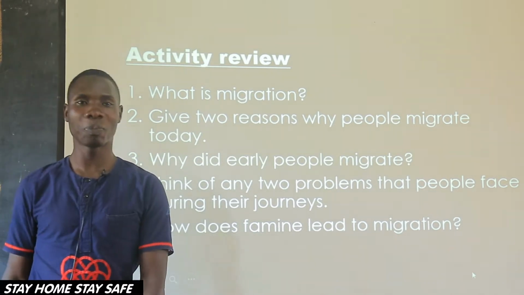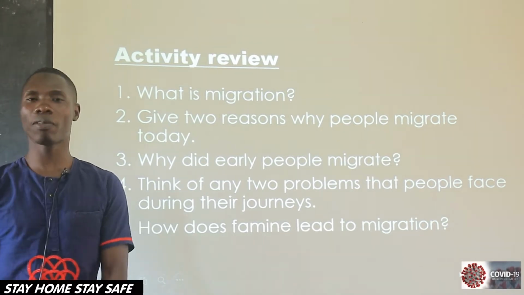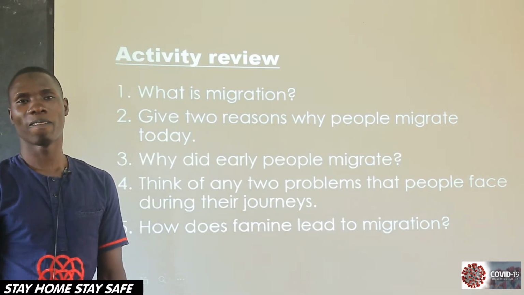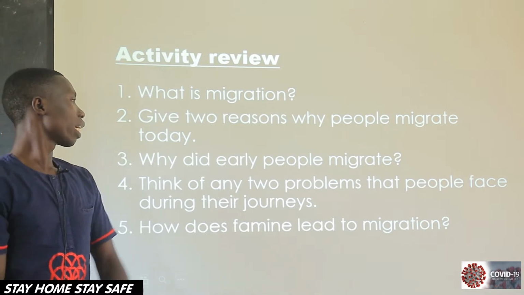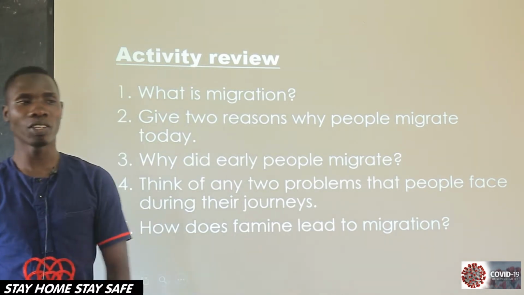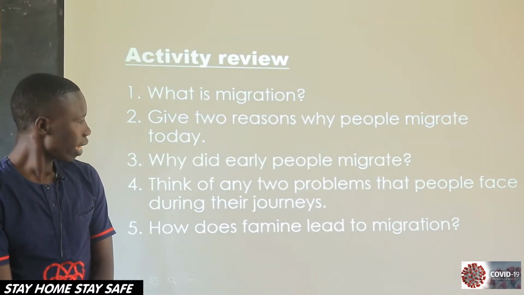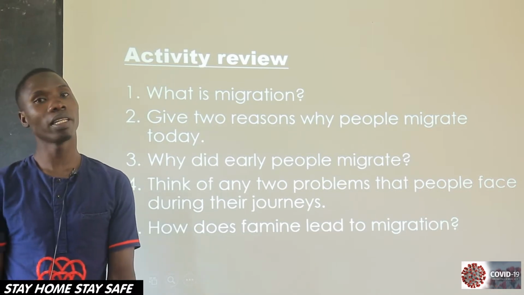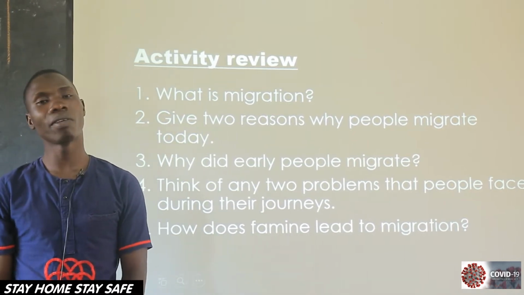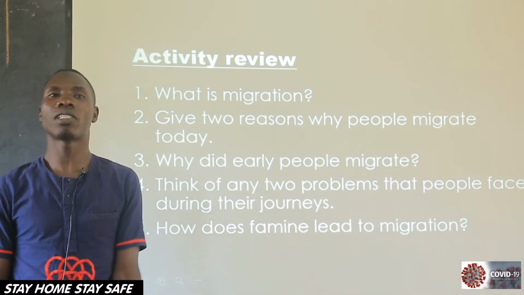What is migration? Migration is the movement of people from one place to another for settlement. Without the word settlement, put there a big cross. What matters? Settlement. Number 2, give 2 reasons why people migrate today. Due to job transfer, to look for better jobs, better schools, better hospitals, and so many others. Why did the early people migrate? They migrated because of epidemic diseases, because of famine. They were looking for fertile soil for crop growing, for water and pasture for their animals, and for secure places.